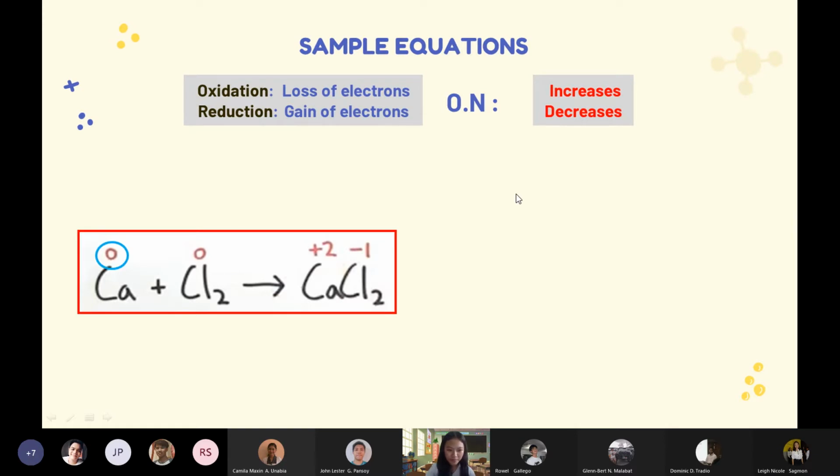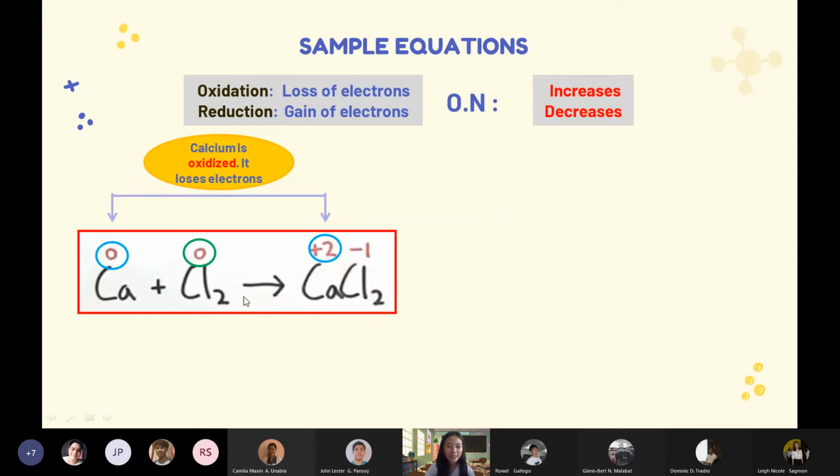Now observe. The calcium is 0 on the left side of the equation, but it becomes plus 2 on this side. Oxidation is the loss of electrons. Again, reduction is the gain of electrons. Now, we base it on oxidation numbers. If they increase, it is oxidation. If the oxidation number decreases, it is reduction. Now, from 0 to 2, obviously, that is an increase. So calcium is oxidized because its oxidation number increased, a loss of electrons was happening.